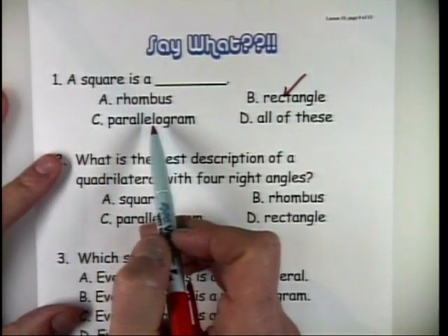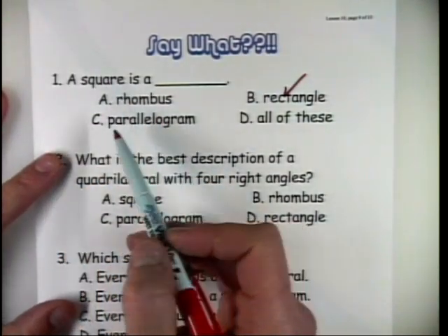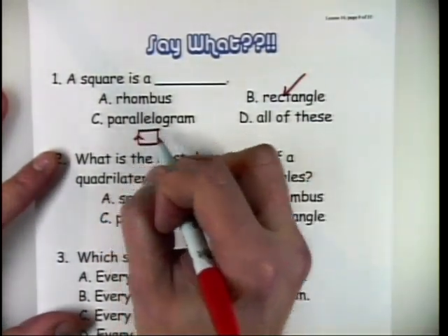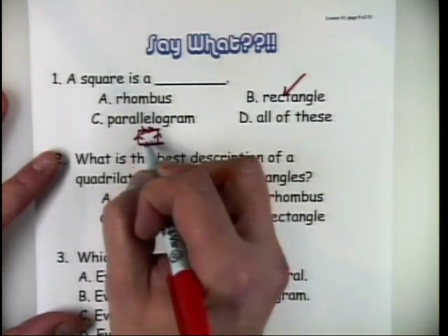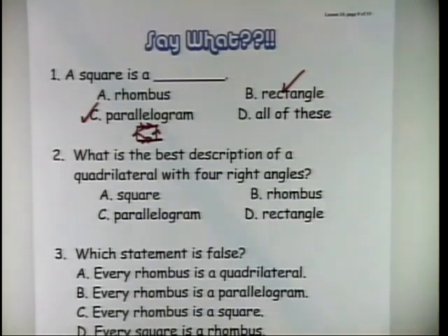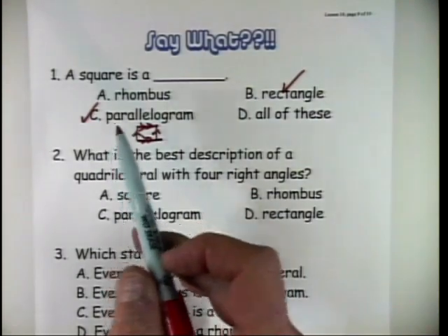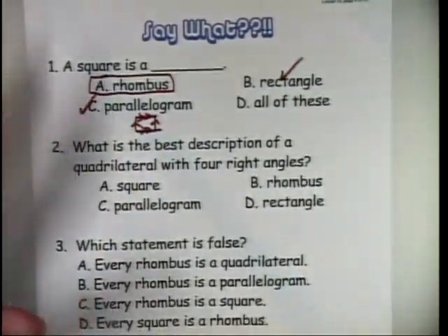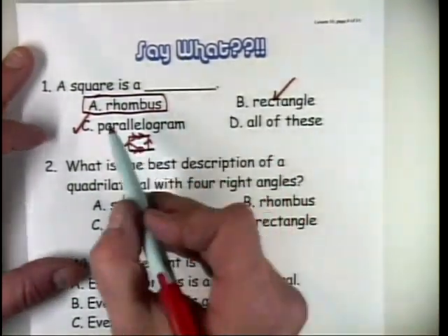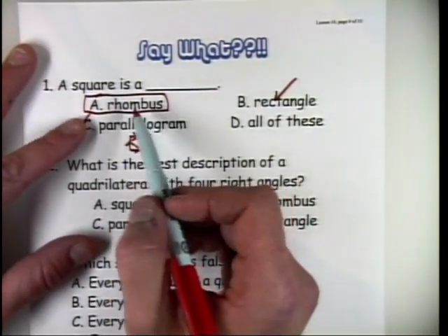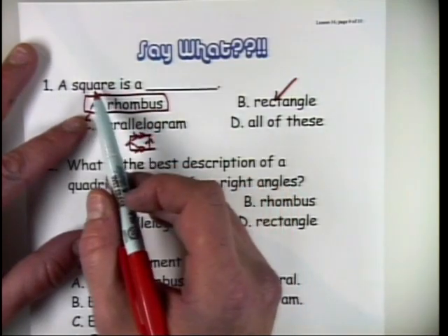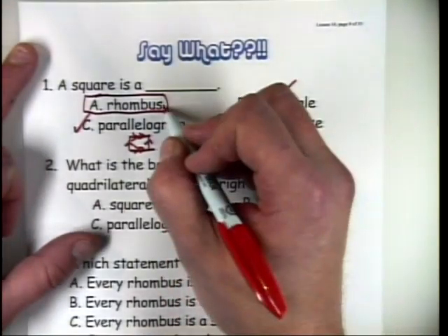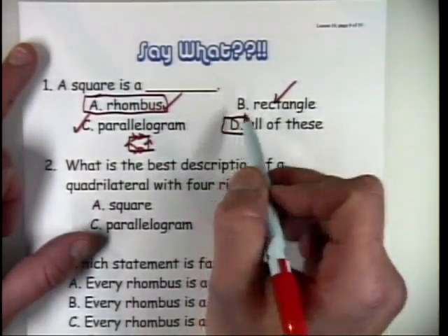Is a square a parallelogram? Well, a parallelogram is just a special quadrilateral with opposite sides parallel to each other. And yes, a square is a parallelogram because this side is parallel to that, and this side is parallel to that one. So choice C is also correct. Now, without even knowing that it's a rhombus, it has to be choice D because we have 2 correct answers. So let's figure out why a square is in fact a rhombus. A rhombus is a quadrilateral with 4 congruent sides. Well, a square is a quadrilateral with 4 congruent sides with the additional aspect that it has 4 right angles. So a square is a rhombus. The best answer is all of these.